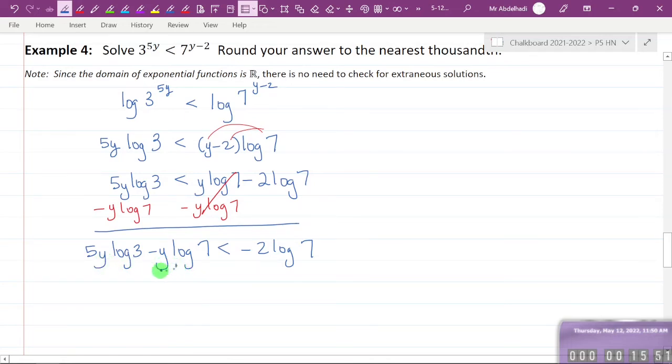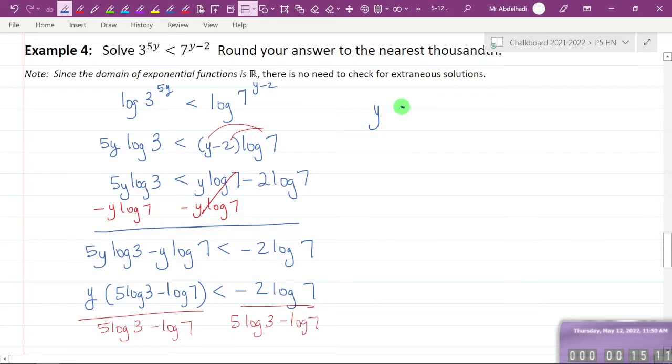out the y. If you factor out a y, well, there's only going to be one y left, and everything else will be in this set of parentheses here. So if I take a y out of here and a y out of here, all that's left is 5 log 3 minus log 7. The right side is going to remain the same. Now what I can do is divide both sides by the stuff in the parentheses. If I do that, I get y is less than this stuff right here.